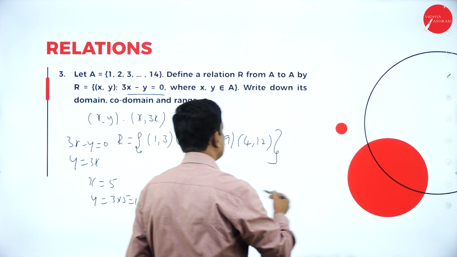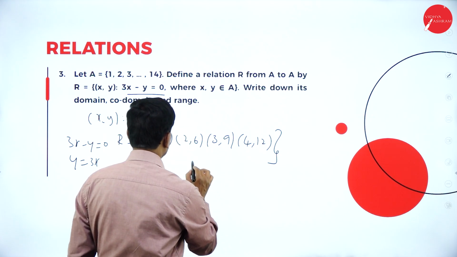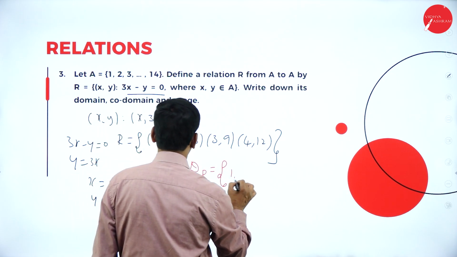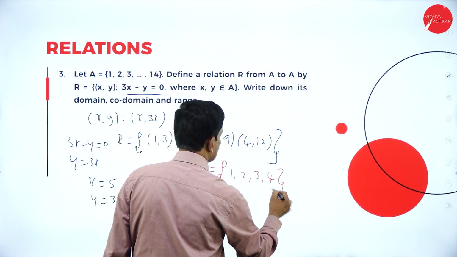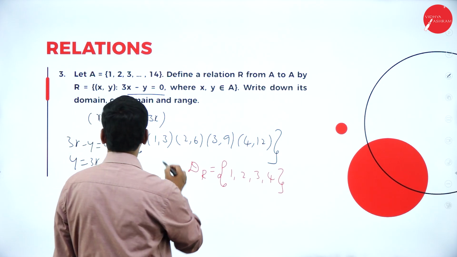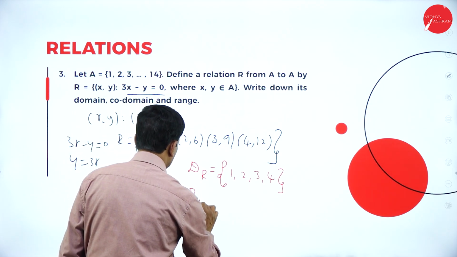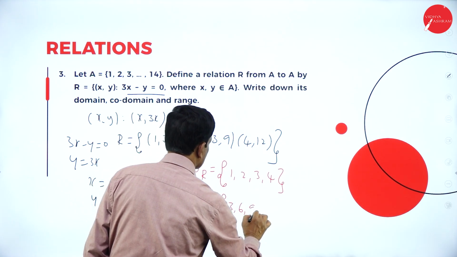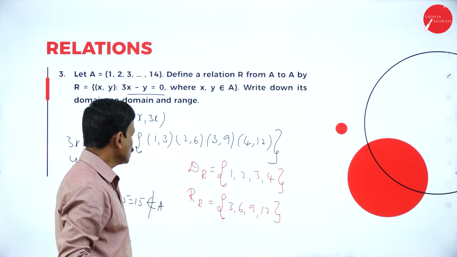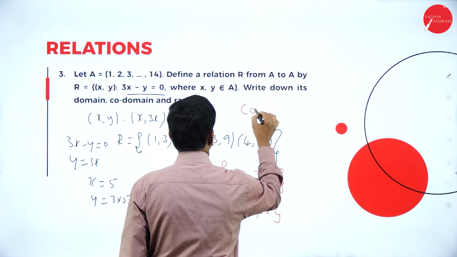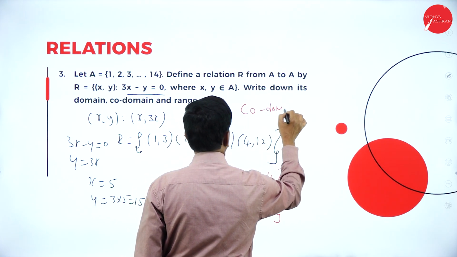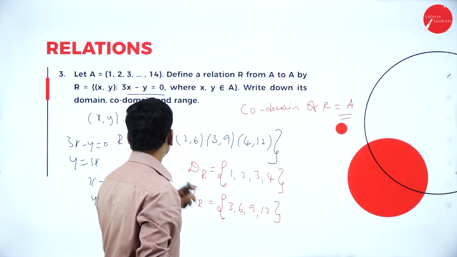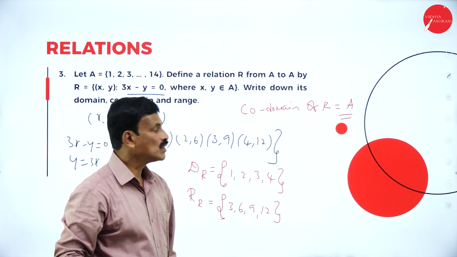Now write down one by one. First, what is to be written? The domain. Domain of R is equal to the set of all first elements of the relation, that is {1, 2, 3, 4}. This is the domain of R. Then the second one, range. Range of R is equal to the set of all second elements, that is {3, 6, 9, 12}. The third one is the codomain. Codomain of R is nothing but the set A itself, all the elements from 1 to 14. That's it. Move on to the next problem.